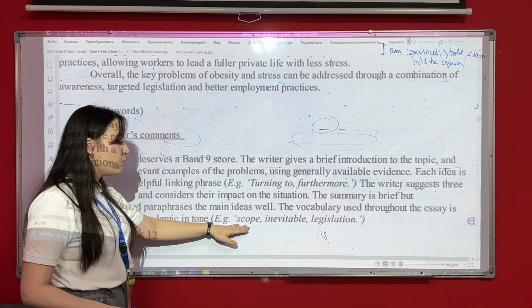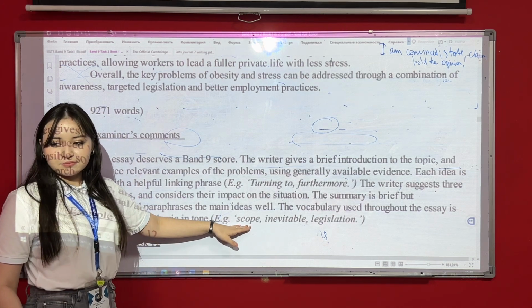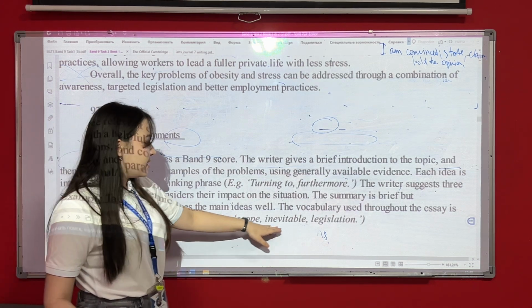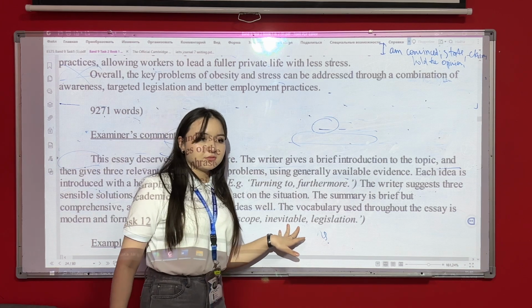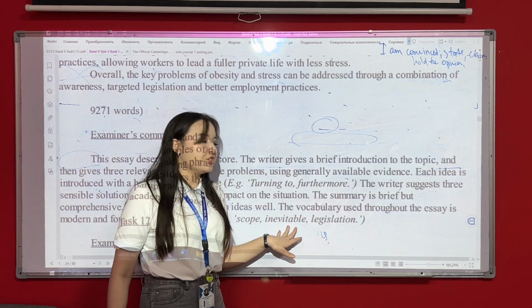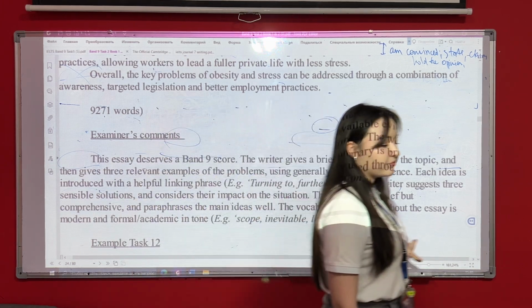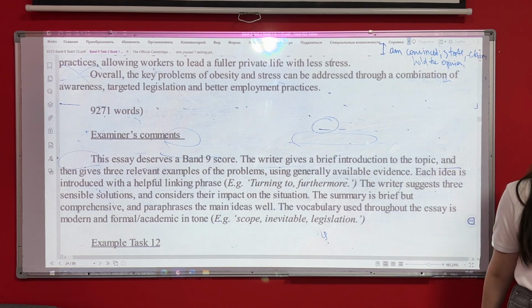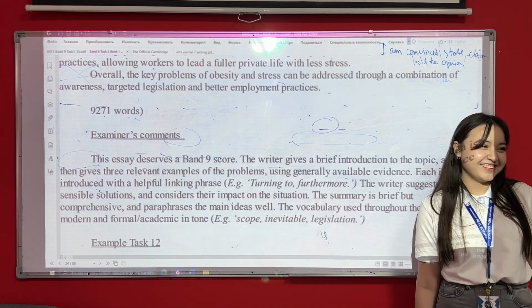For example, scope. What does scope mean? Space. Inevitable, unavoidable, very good. And legislation, law. Thank you very much, guys.